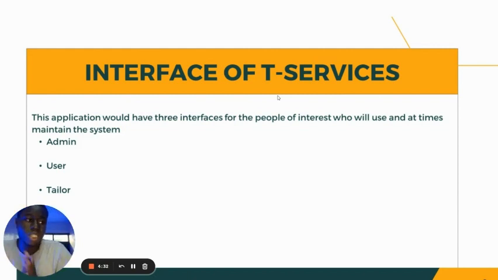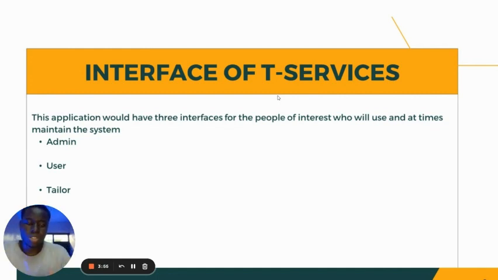It's an e-tailoring app, and the part that I'm going to discuss with you today is the interface of T Services. There are three parts that have different roles, but when combined together, they bring the app to its full potential, to its purpose. They are listed here: the admin, the users, and the tailor.